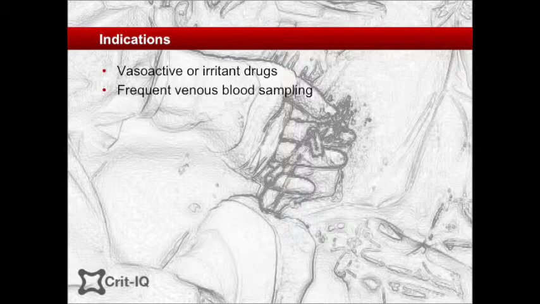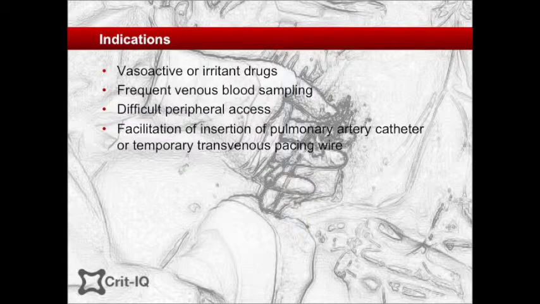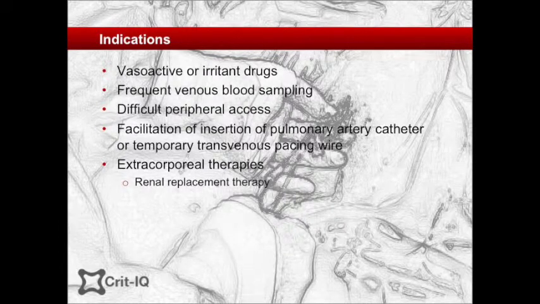The following are the main indications for the insertion of a central venous line: the need to administer vasoactive or irritant drugs, frequent venous blood sampling, vascular access in patients in whom peripheral vascular access is difficult, to facilitate the insertion of a pulmonary artery catheter or temporary pacing wire by way of an introducer sheath, for the delivery of extracorporeal therapies such as renal replacement therapy or plasmapheresis, and for long-term therapies such as the delivery of parenteral nutrition.